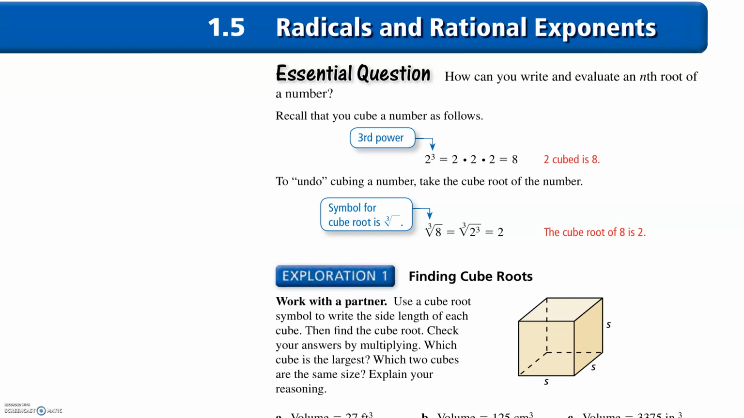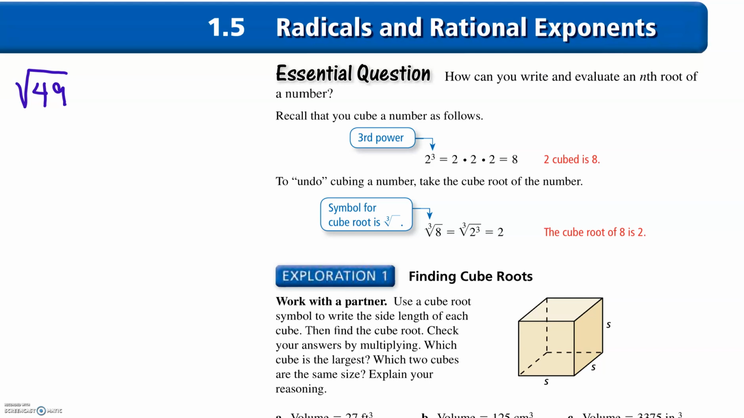All right, section 1.5, we're going to talk about radicals and rational exponents. Now, radicals are things like square roots, cube roots, fourth roots, things like the square root of 49, that's a radical. Rational, the word rational means fraction. So we're going to look at the relationship between radicals and fractional exponents. Now, all the rules that we talked about in the last section are going to apply to fractional exponents as well.